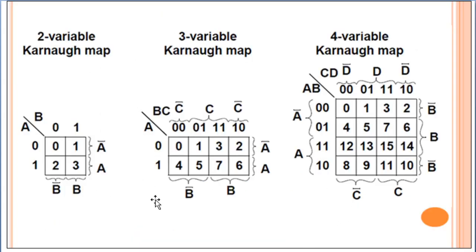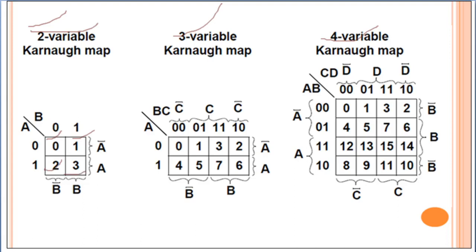This slide simply represents the K-map for two variable, 3 variable and 4 variable K-map. In a particular 2 variable K-map, we have 2 to the power 2, that means 4 cells, and the identities of these particular cells are 0, 1, 2 and 3.